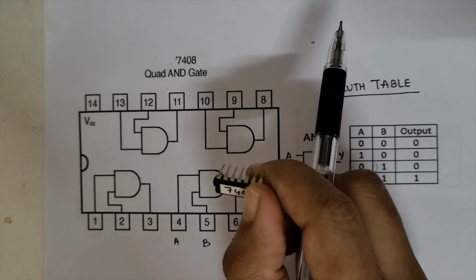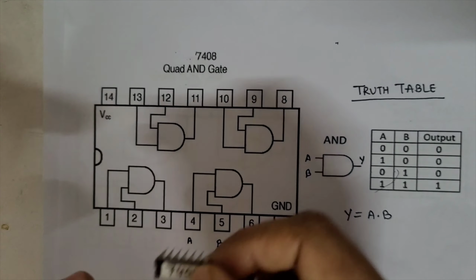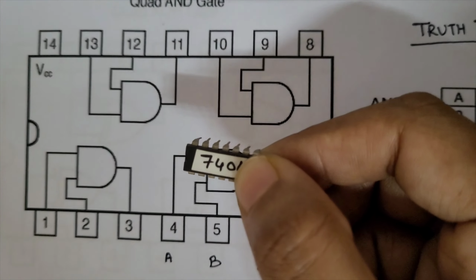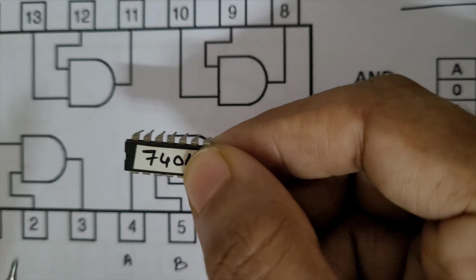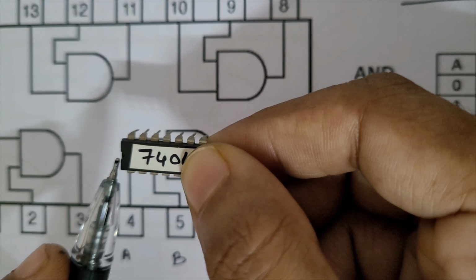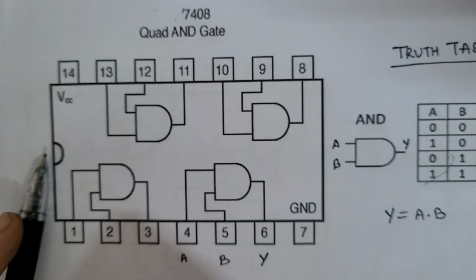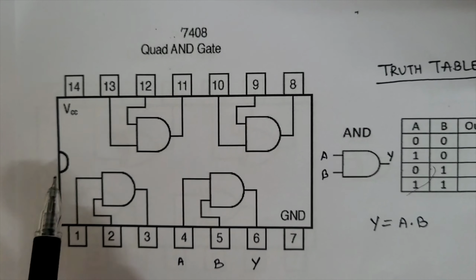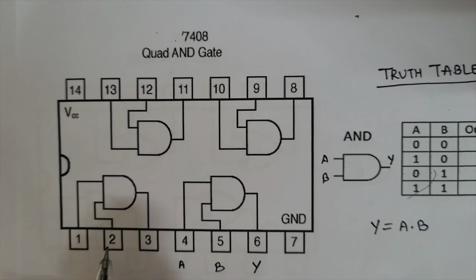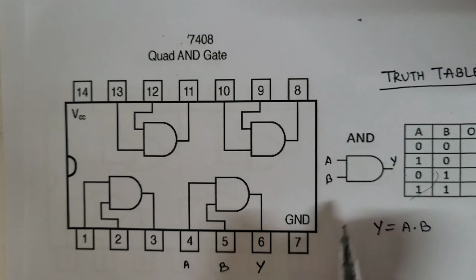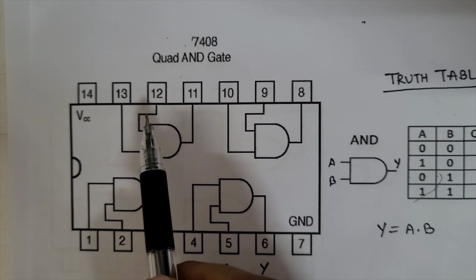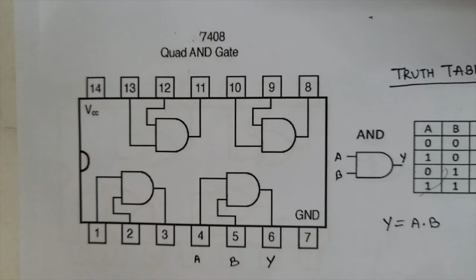Now one thing to consider is the pin diagram on the IC. The pin numbering is considered from the notch, shown the same way as in this diagram. From this notch we will count 1, 2, 3, 4, 5, 6, 7 and then turn to 8, 9, 10, 11, 12, 13, 14, for all the ICs.